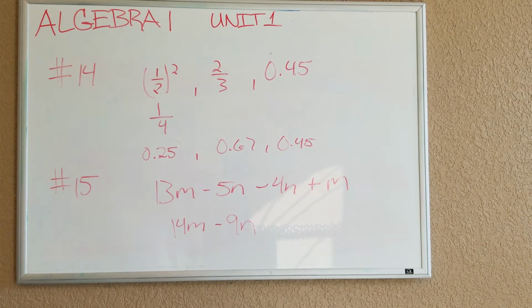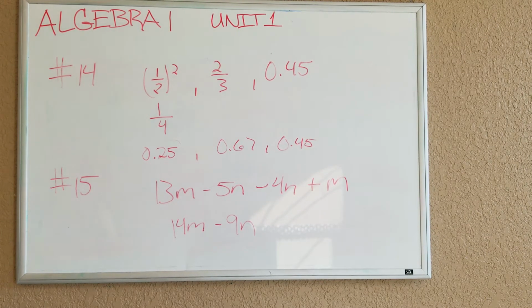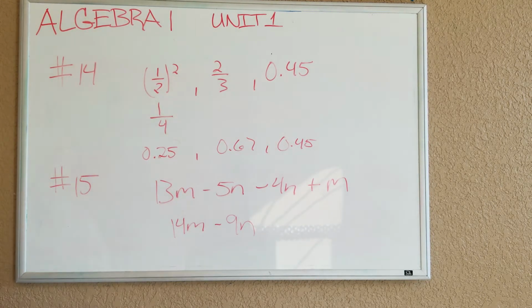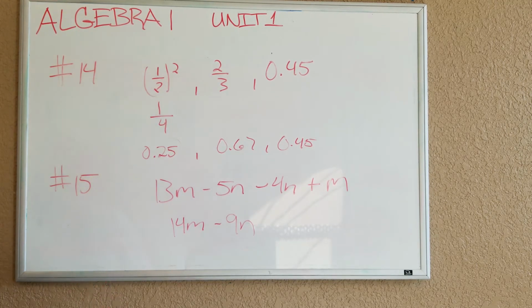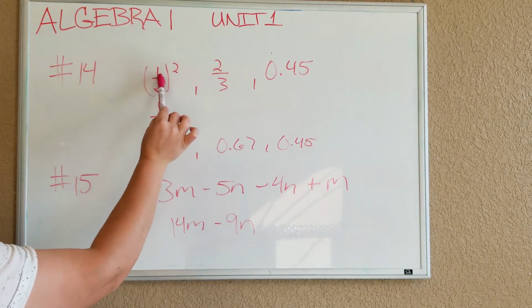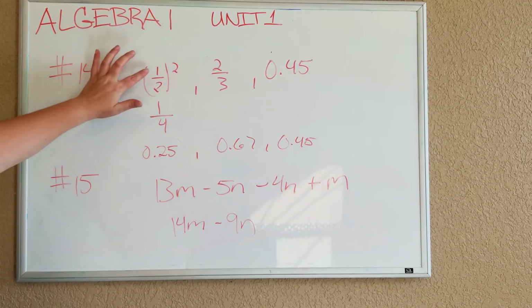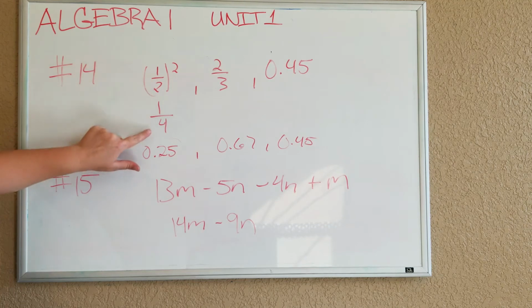All right, problem number 14. You're going to evaluate and say which is smallest to largest. So you have 1/2 squared. That means you're going to square the top number and the bottom number, the numerator and the denominator. So that's 1 times 1 is 1, 2 times 2 is 4.